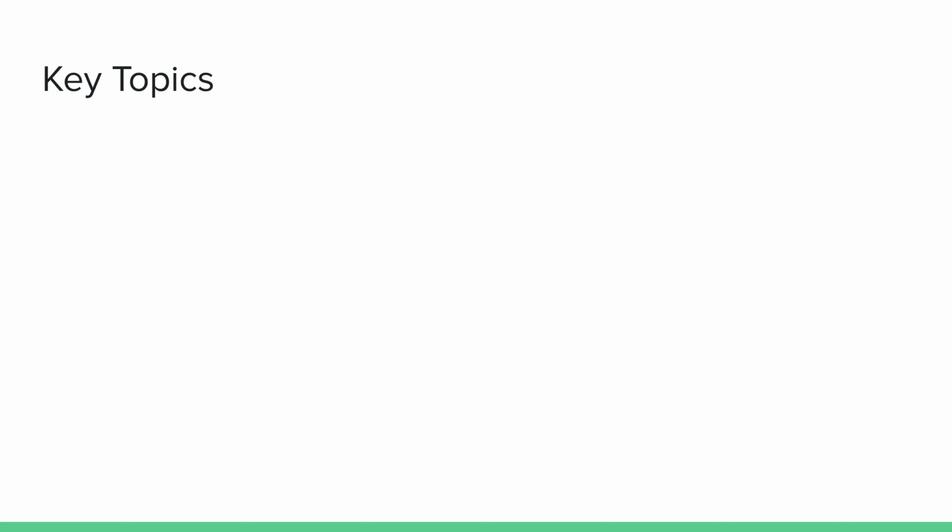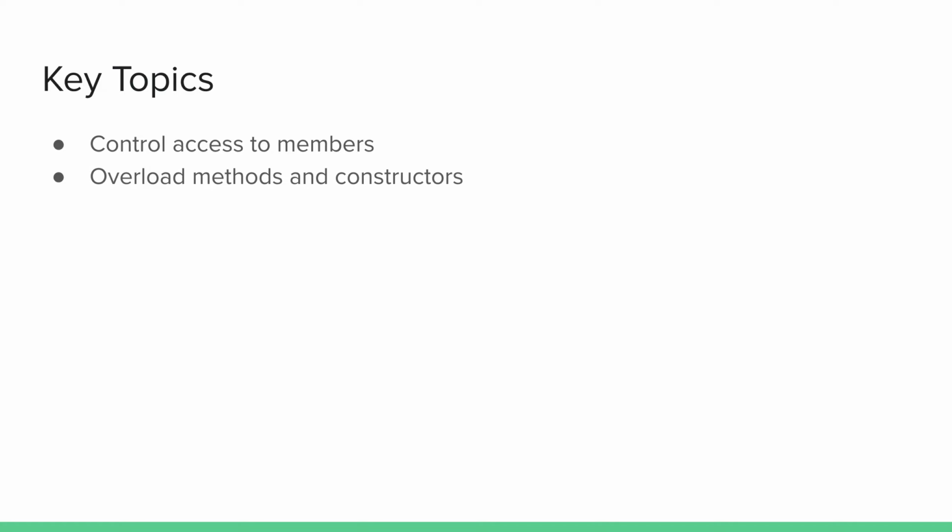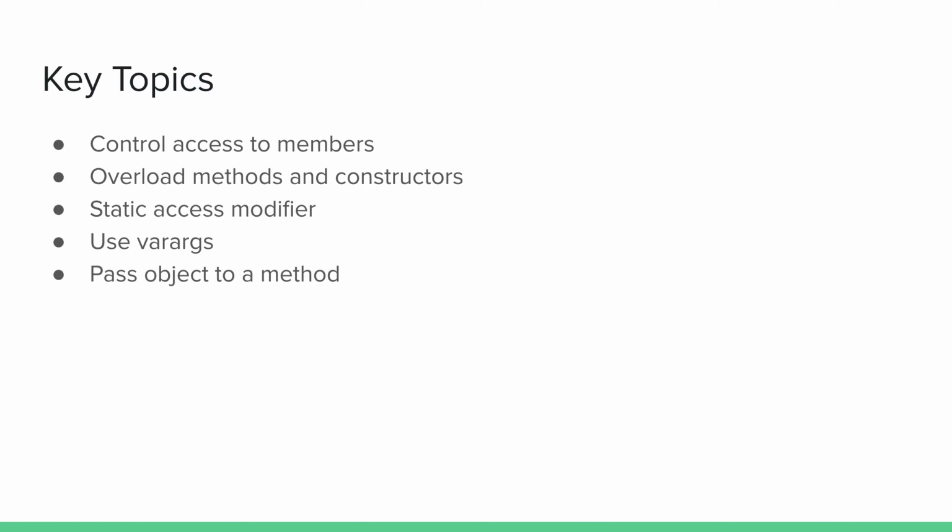So before we start, here are some of the key topics that we're going to cover in this lecture. We're going to talk about control access to members and overloading methods and constructors, static access modifier and use of var args, and then passing objects to a method and also returning objects from a method. And finally, we're going to talk about recursion.